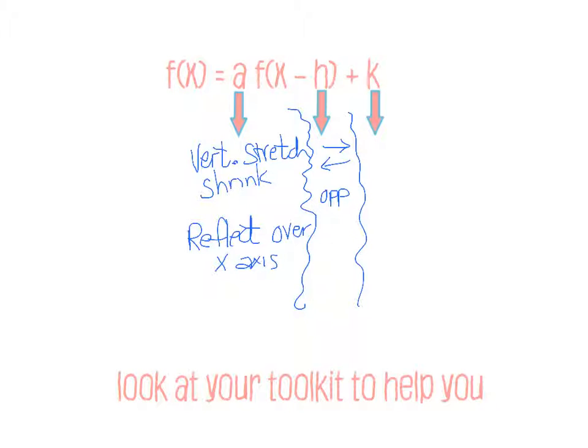The k value is the value that's added out at the end, and it's always going to move your graph up and down, and then you do whatever it says. If it's a plus, you're going up. What we're going to do today is take all of those functions that we learned in our toolkit and start moving them around and giving them some sort of a transformation to look at.